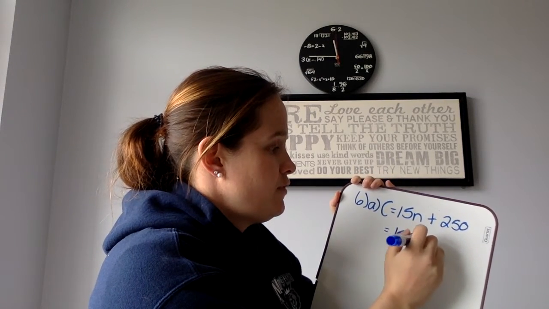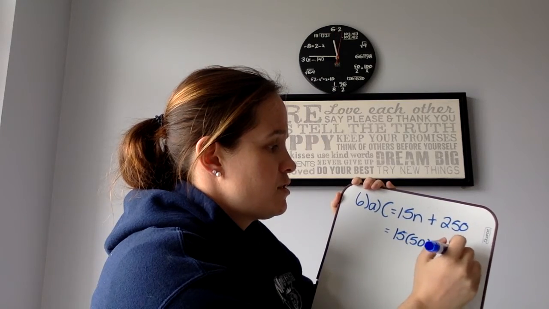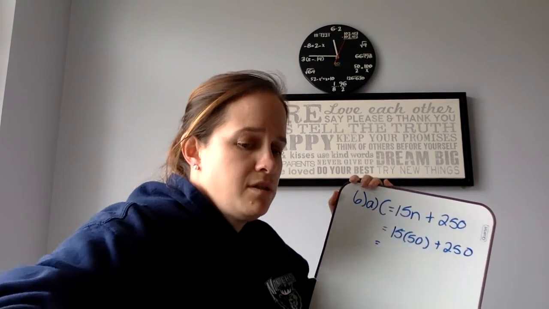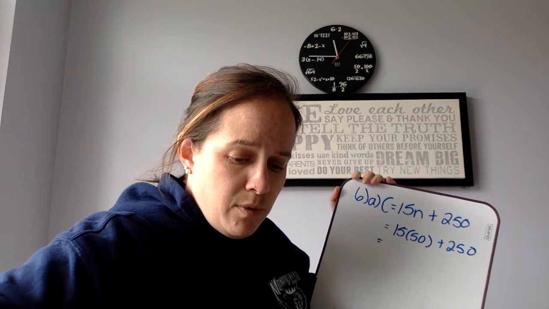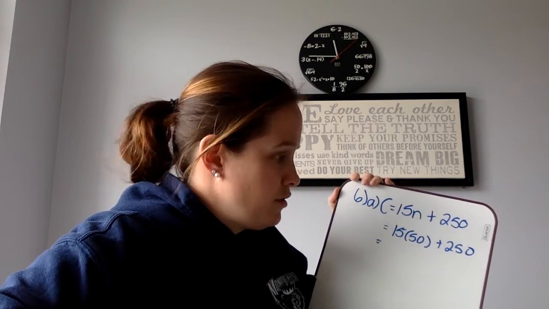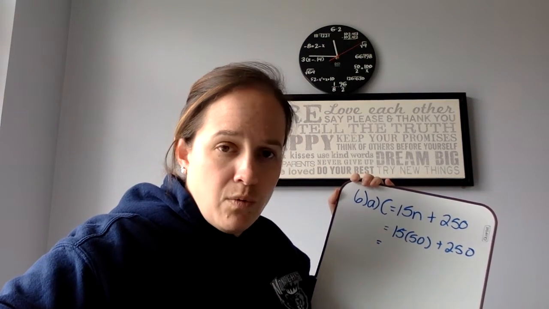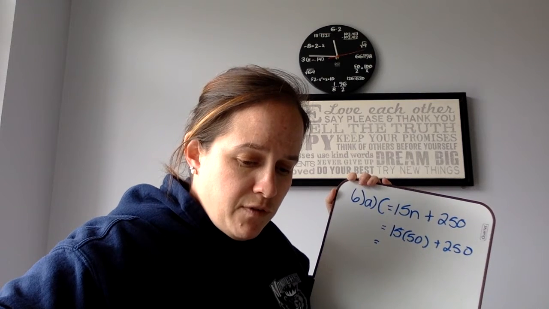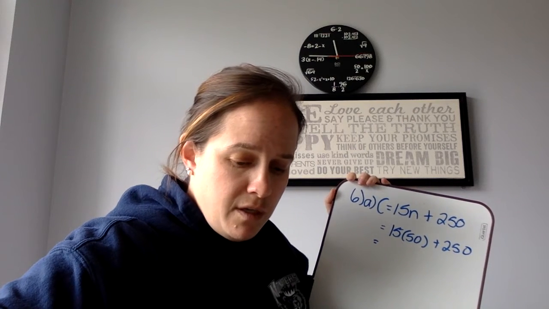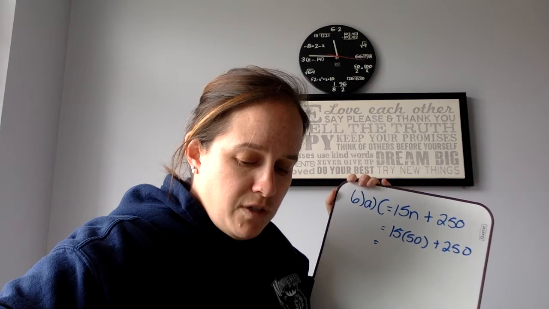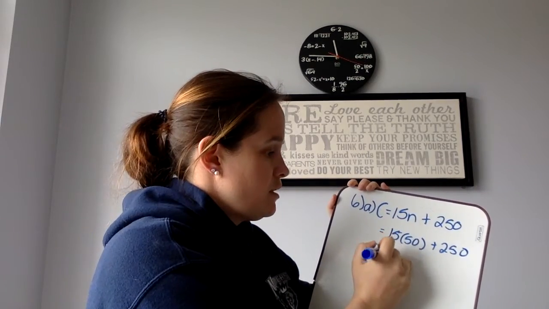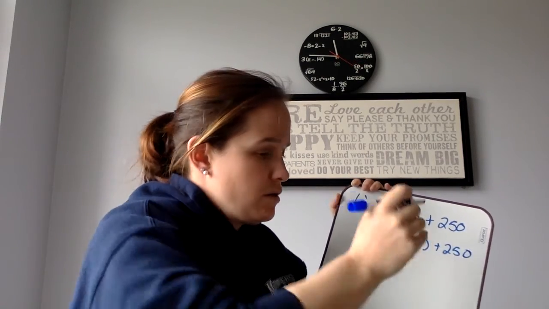So if our N is 50, we're just going to solve here using order of operations. I'm going to do it in one step for time purposes, but I'll walk you through it. So 15 times 50 is equal to 750, and then we add the $250. So we know that that total is going to be $1,000.